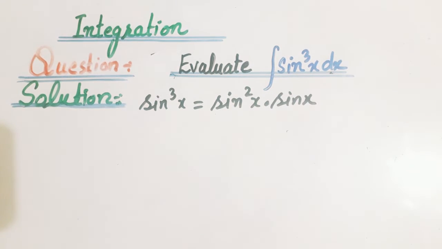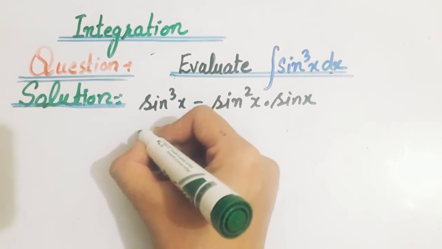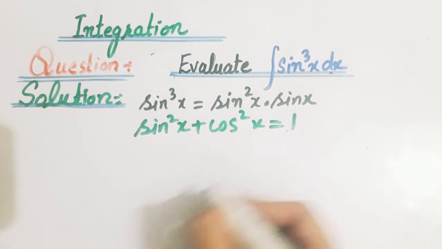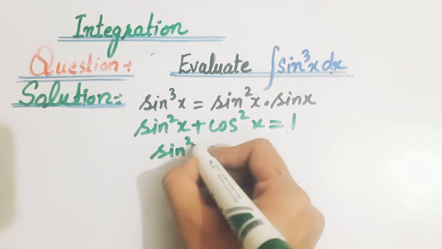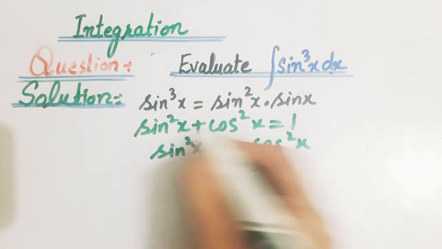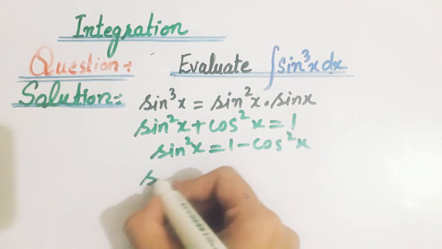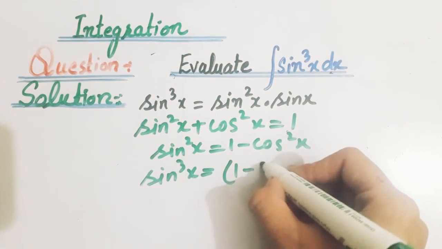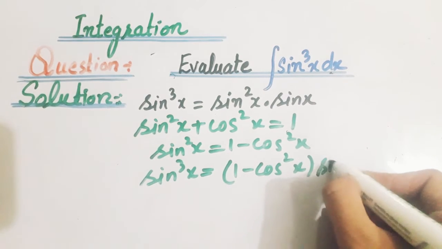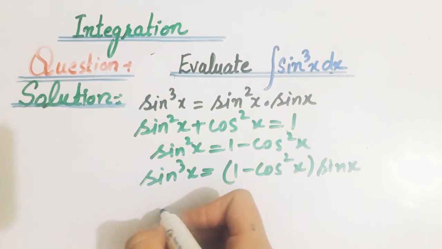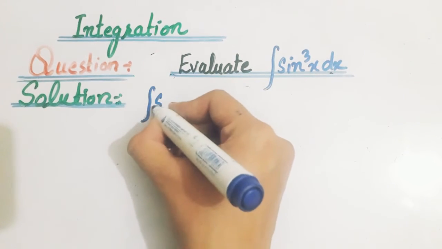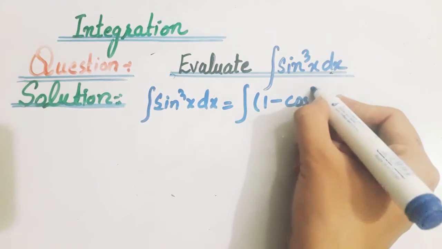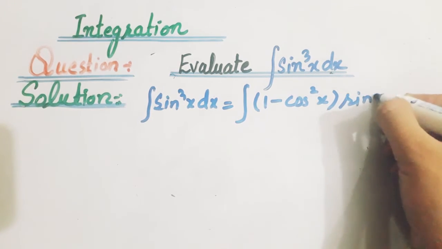Now we will use the first trigonometric identity, that is sin²x plus cos²x equals 1. So we get the value of sin²x, which is equal to 1 minus cos²x. Now apply this: sin³x equals 1 minus cos²x times sin x. So now the integral of sin³x dx is equal to the integral of (1 minus cos²x) sin x dx.